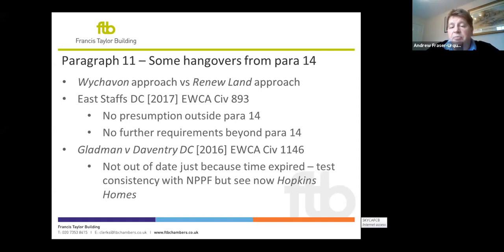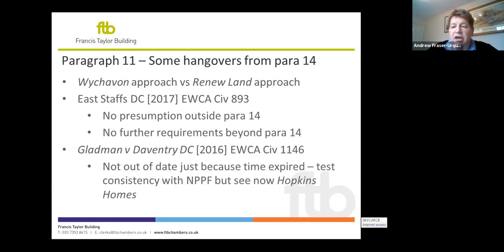By contrast, the approach in Renew Land, which was always the approach which I thought was right, just simply based on the reading of the document, said that no, if you pass paragraph 14, if you complied with the tilted balance where that was engaged, then by definition, because of the wording of paragraph 14, because of the fact that the NPPF said this is how you do decision making, that was sufficient.